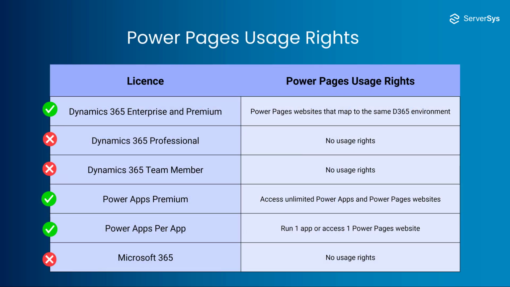To manage websites, some Dynamics and Power Apps licenses include Power Pages usage rights. These include Dynamics 365 Enterprise and Premium licenses that provide entitlement to manage unlimited websites which map to the same environment as the licensed Dynamics app. Power Apps Premium provides usage rights for unlimited Power Apps and Power Pages websites, while the Power Apps Per App license enables users to run either a single app or access one Power Pages website. Dynamics Professional and Team Member licenses don't include Power Pages usage rights.